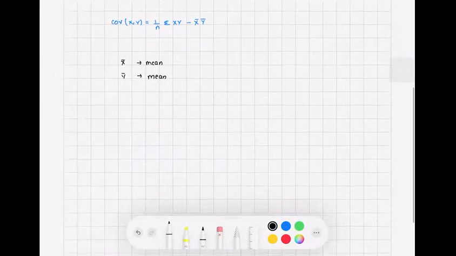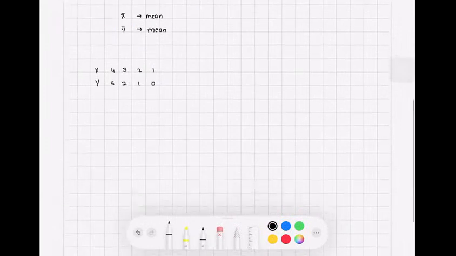So a probability distribution, I am writing data for a certain probability distribution. X can take values 4, 3, 2 and 1, and y can take values 5, 2, 1 and 0. Okay, the covariance. So they have given a data like this, x values and y values. How do you find the covariance of x and y?